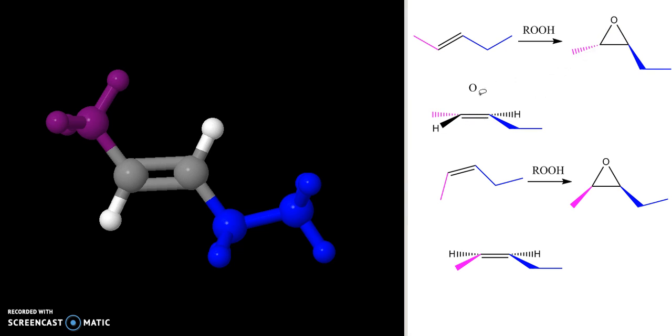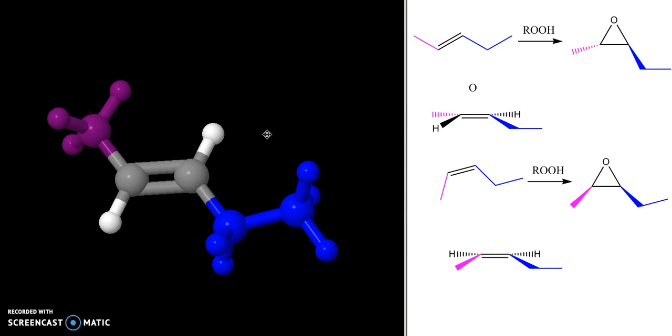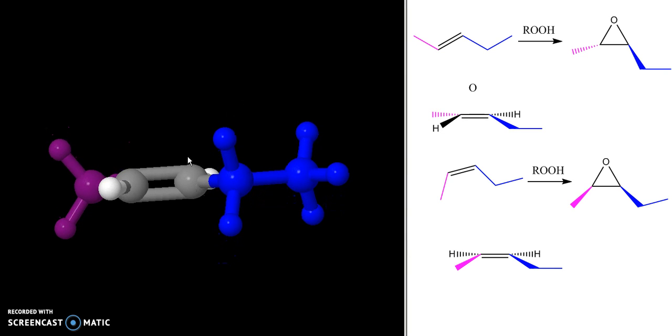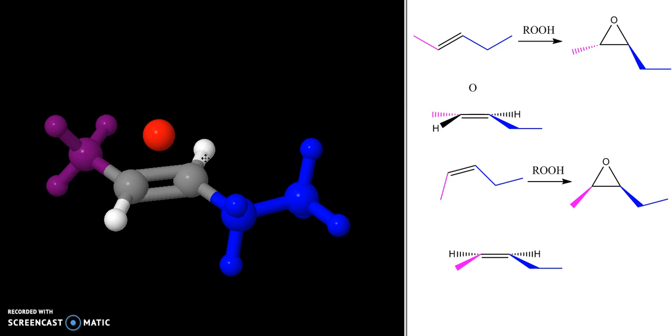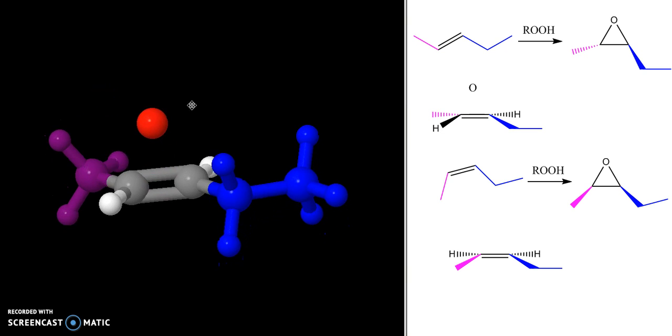That all happens simultaneously. And we can look at this in a little bit more detail if I take my 3D model. So this right here is this right here. And this other model is rotated just like this. And this oxygen is, the way I've drawn it, above my double bond. So here's my oxygen. You can see it's right above that double bond.